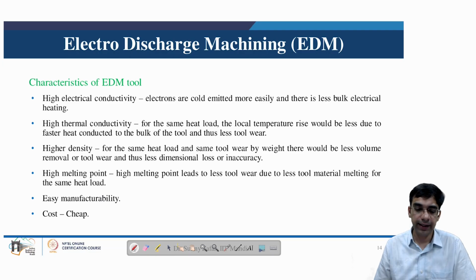The tool should have high density because for the same heat load and same tool wear by weight there will be less volume removed, therefore there will be less loss of dimensional accuracy. The tool should also have a high melting point because a high melting point will lead to less tool wear due to less tool melting for the same heat load. Lastly, the tool should be cheap and easily available and should be easily manufacturable in various shapes as required for the workpiece.